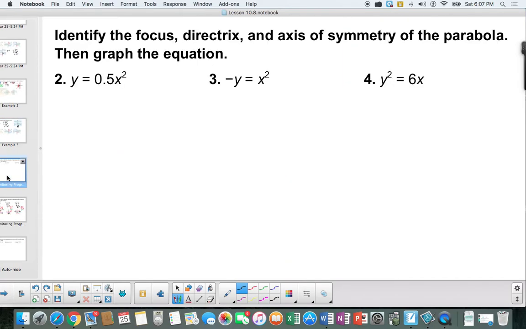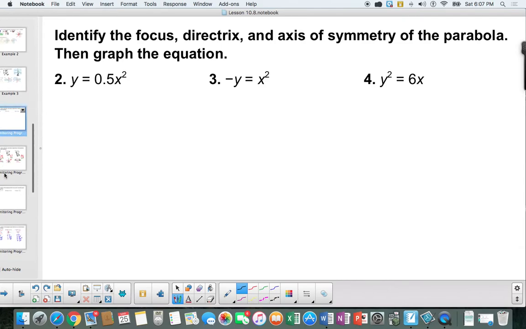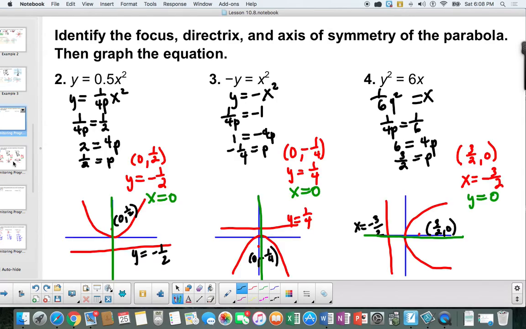Go ahead and identify the focus, directrix, and axis of symmetry for this parabola. Stop the screencast and do your best. And here are the answers. Each time I went 1 over 4p equals this, and I figured out what my P was. Once I figured out my P, then I knew my directrix was the same distance on the other side. And each time I did that.